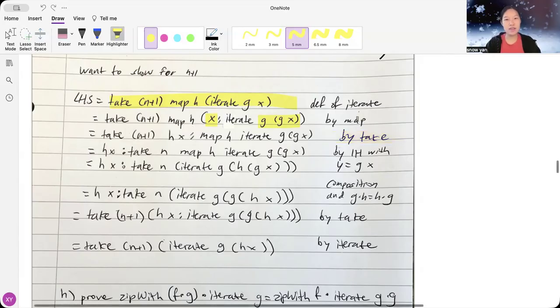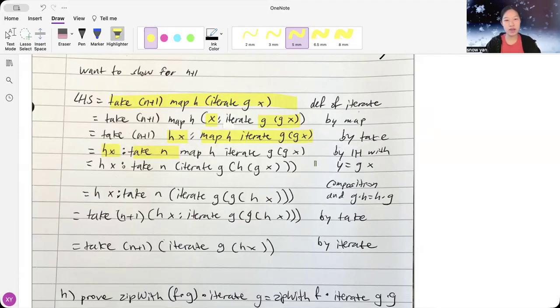I'm not there yet. So first is map. I have to first extract it out, right? So I'm going to just apply h to x so that I get h of x, and then I have the remainder of the map. So then next by take, I can just move h of x outside here, and I would be taking the n of this remainder thing, right?